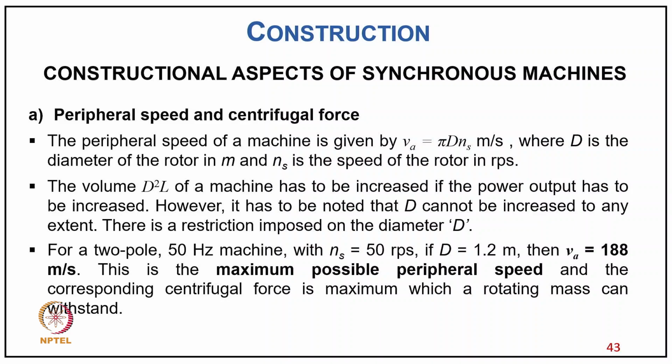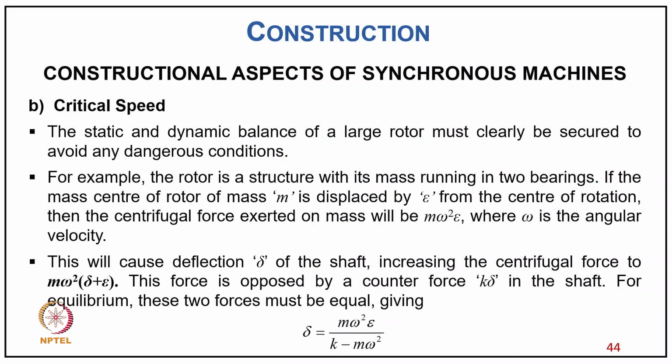The volume d square L of the machine has to be increased if the power output has to be increased. However, it has to be noted that d cannot be increased to any extent. So there is a restriction imposed on the diameter d. For a 2-pole 50 hertz machine with ns equal to 50 rps, d equal to 1.2 meter, then V is 188 meter per second. This is the maximum possible peripheral speed, and the corresponding centrifugal force is the maximum which a rotating mass can withstand.